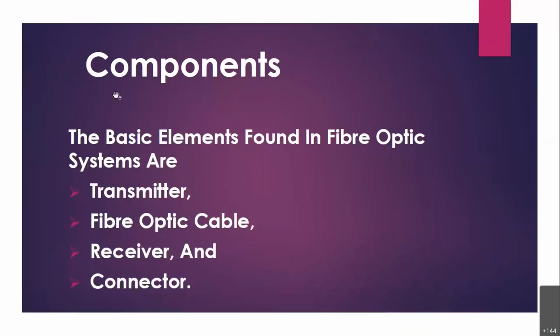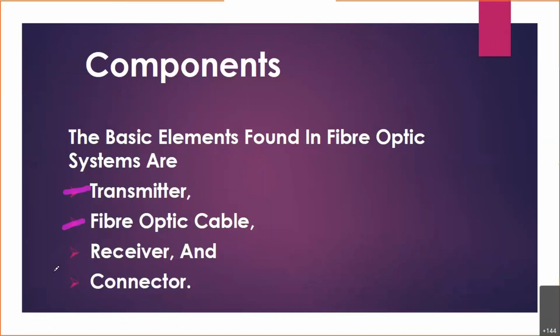So, components. Last time we left off with this, and we have to discuss the component part today. The basic elements found in this fiber system are the transmitter, as you have seen from the diagram, fiber optic cables, a receiver and connectors. Of course there are one or two more components you can also write down, that is not a problem, but these are the main components. So I have written the broad components here, and now we have to discuss all these components one by one.